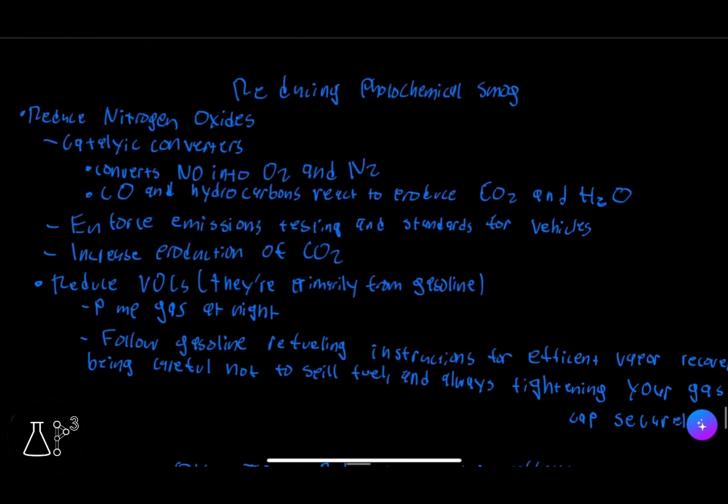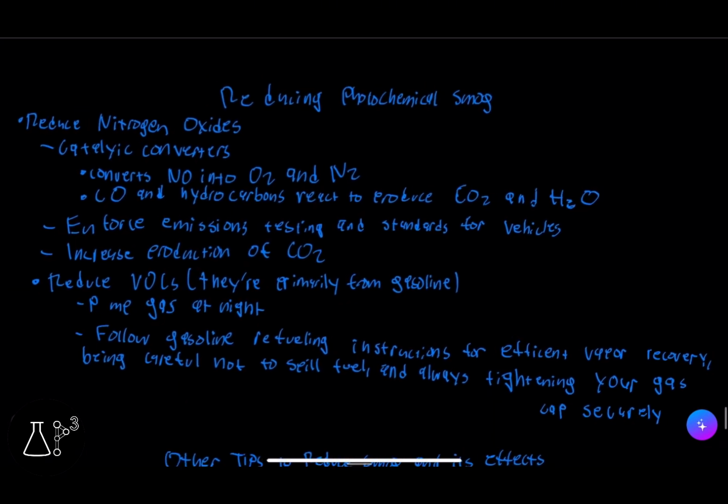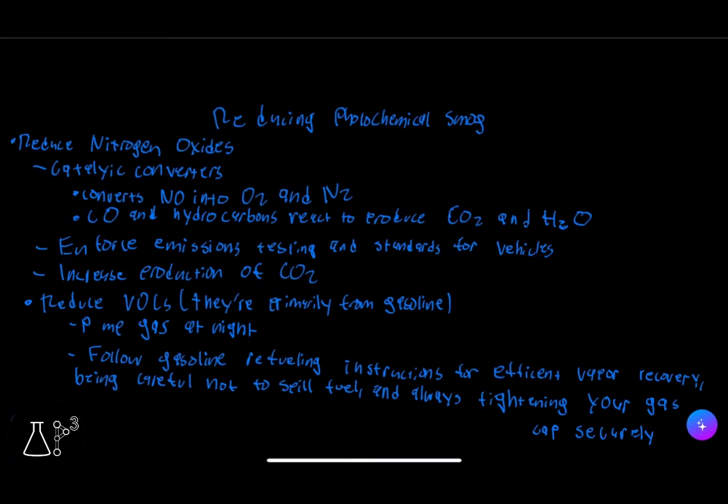So what can we do to reduce photochemical smog? Well, let me zoom out a little bit so you can see all the information. We can reduce nitrogen oxides using catalytic converters. They convert NO into O2 and N2, and CO reacts to produce CO2 and H2O. We can also enforce emissions testing and standards for vehicles. To reduce VOCs, which are primarily from gasoline, we can pump gas at night. We can also follow gasoline refueling instructions for efficient vapor recovery, but be careful not to spill fuel, and always tighten your gas cap securely.